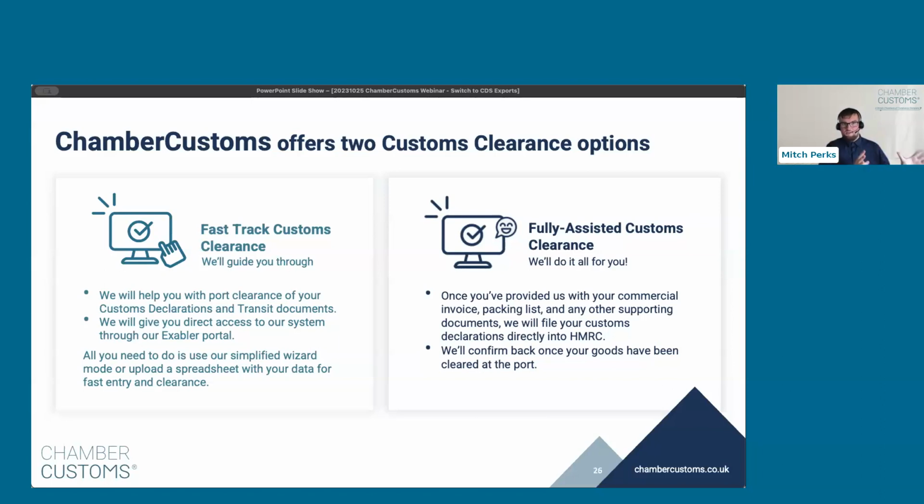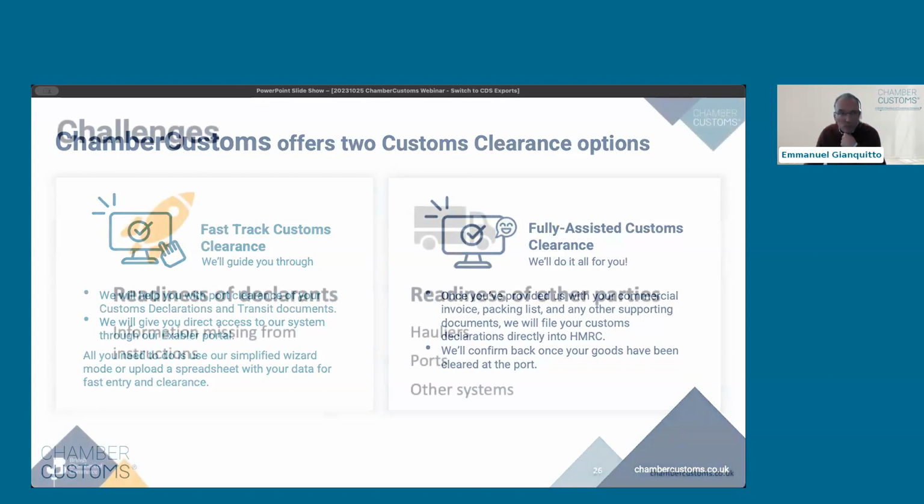However, if that's something that you would not like to do, then you can use the fully assisted customs clearance, which is that we do all of the work for you. So once you provide us with your commercial invoice, your packing list, and any other supporting documents, we can then take that and submit your customs declaration directly to HMRC through CDS, and we can confirm back once the goods have been cleared at the port and give you that clearance release. That's great. Thank you, Mitch.